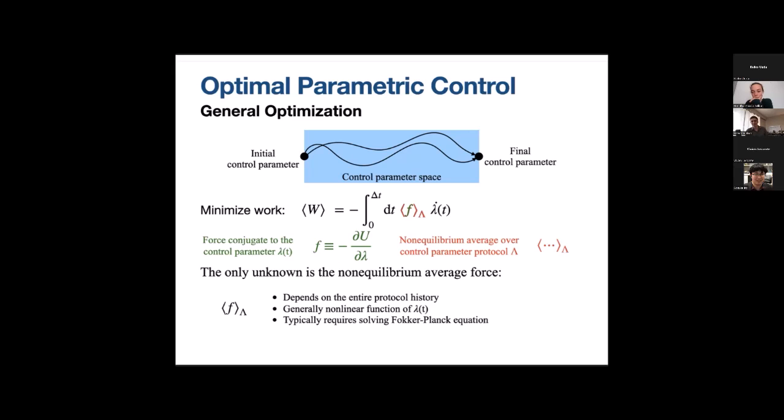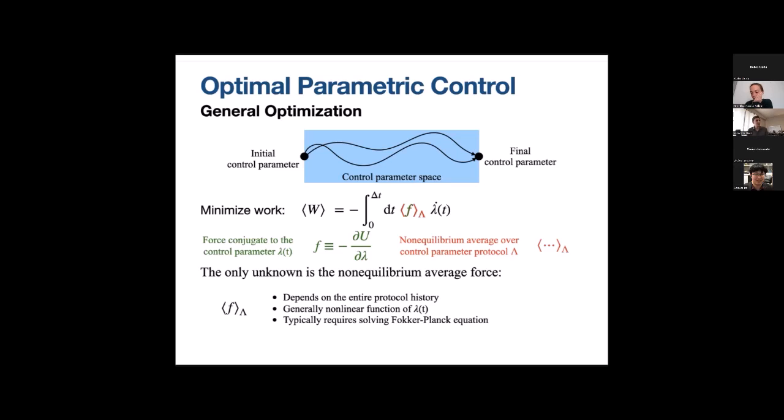However, this is quite a tricky quantity to optimize. Specifically, it depends on the entire protocol history. It is generally a nonlinear function of this control parameter protocol. And if you're doing overdamped dynamics, for example, typically each time you want to test a new trajectory, you're going to have to solve the Fokker-Planck equation. So this means that general solutions are mostly intractable except for a few simple systems. So rather than trying to solve it in general, we're going to look at approximate methods.